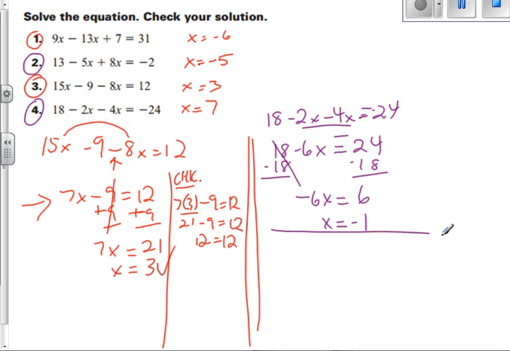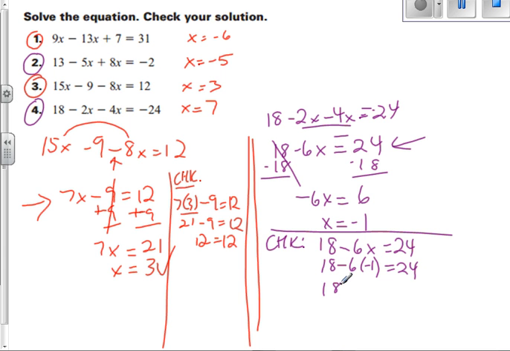So now let me do my check real quick. And I'm going to start from this point right here. So I have 18 minus 6x is equal to 24. I have 18 minus 6 times negative 1 is equal to 24. I have 18 minus a negative 6 is equal to 24. Subtracting a negative is the same as adding a positive. Therefore, this gives me 24 is equal to 24. My check works. Therefore, I know my solution for x is negative 1. All right. So let's move on here.